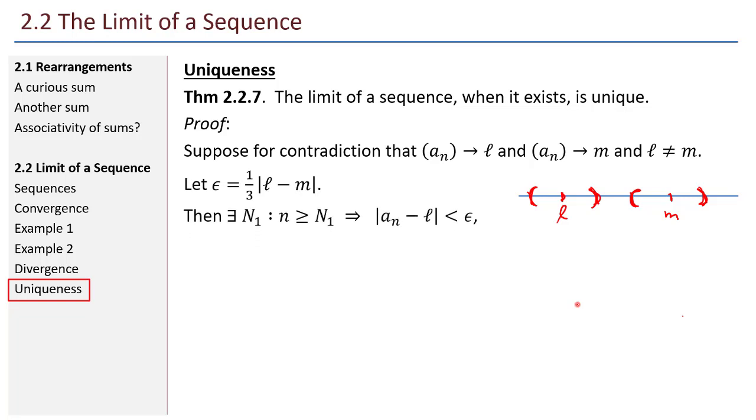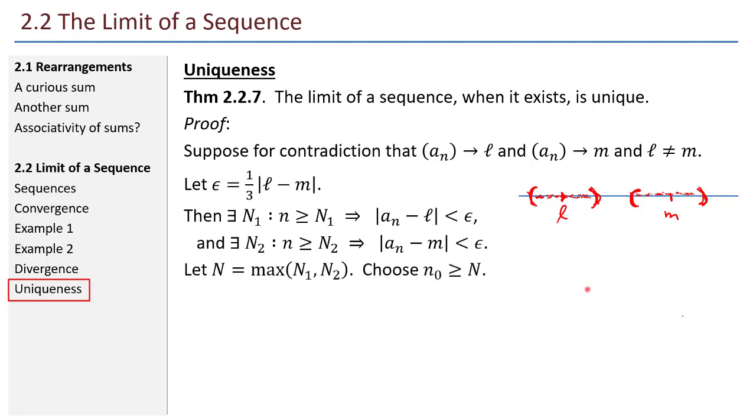Now, by definition of convergence, there exists a big N1 such that n greater than or equal to N1 implies that the nth term of my sequence is within epsilon of L. So after some point in the sequence, all the terms of the sequence are within epsilon of L. Similarly, there exists some big N2, so that if little n is greater than or equal to big N2, then the nth term of my sequence is within epsilon of M. Oh, well, that seems to indicate that all of those terms would be within epsilon of M. I mean, from the picture, it seems obvious that this can't happen.